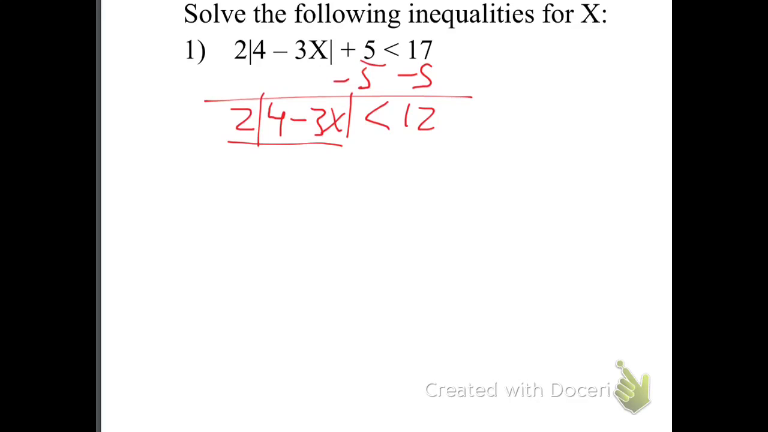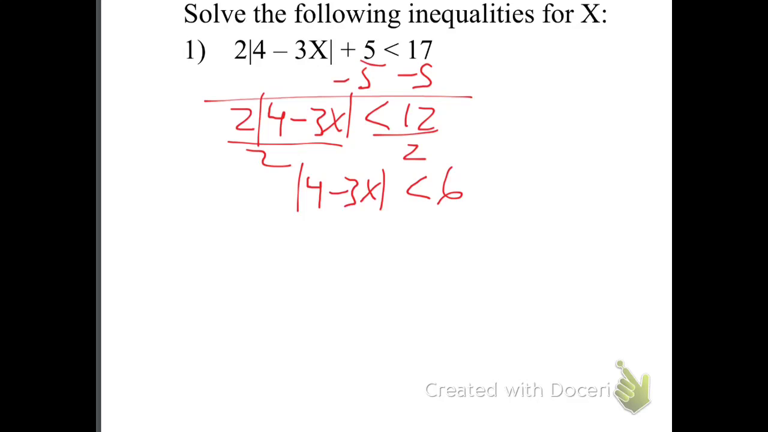Alright, for you honor students, you have a different number 1, and it's this guy here. It's obviously an absolute value inequality, so we're going to solve it just like we always have. Get your absolute value apart by itself before you split into two equations, so subtract 5 from both sides. You'll get the absolute value of 4 minus 3x is less than 12, divide by the 2. And now we got the absolute value of 4 minus 3x is less than 6.